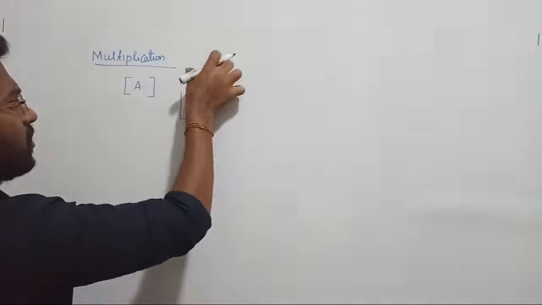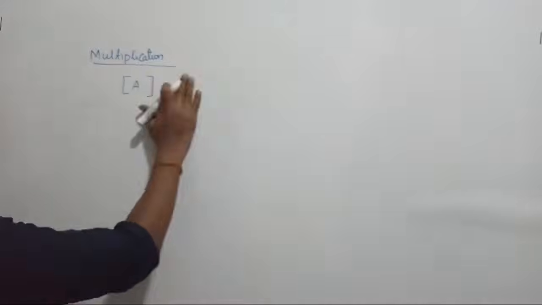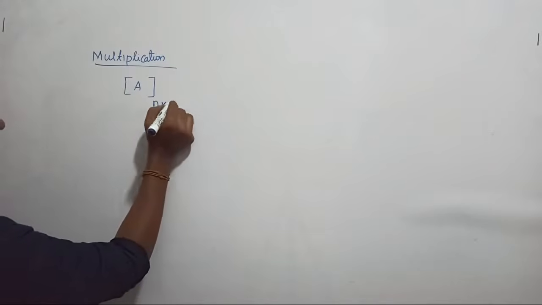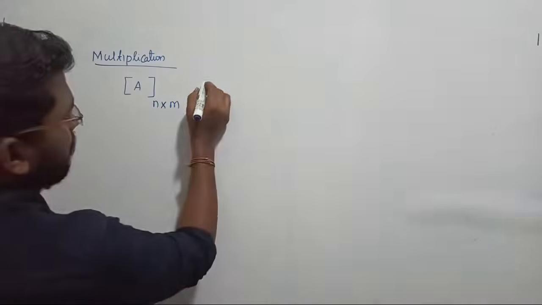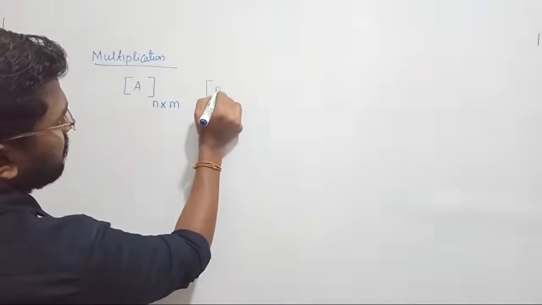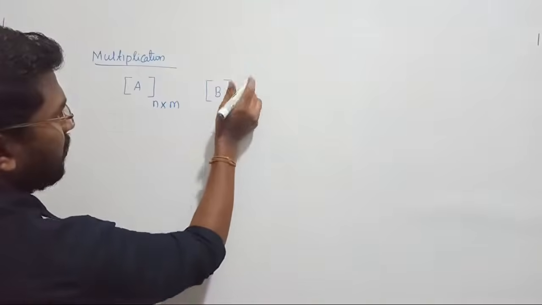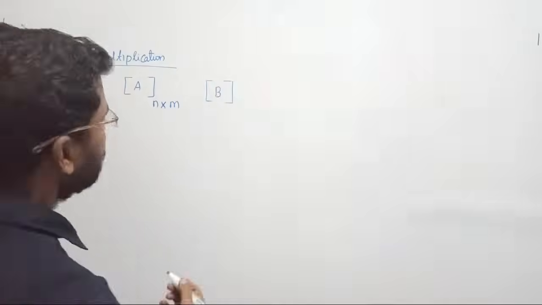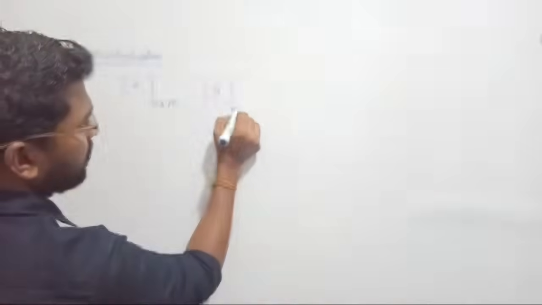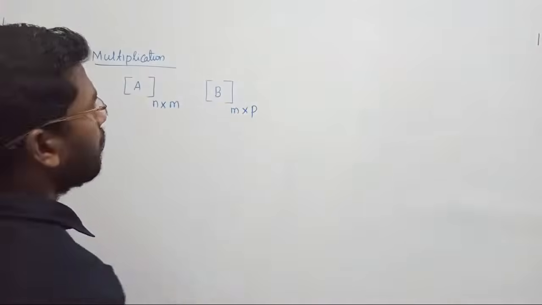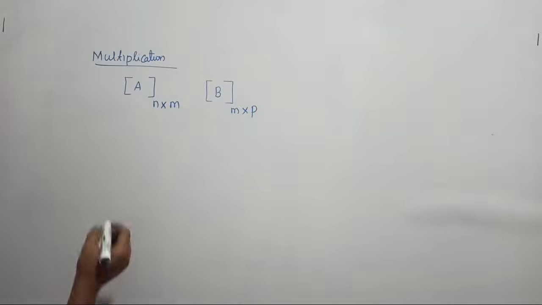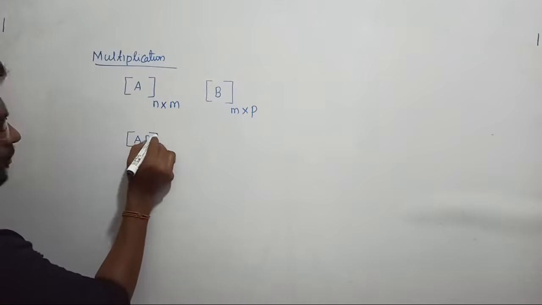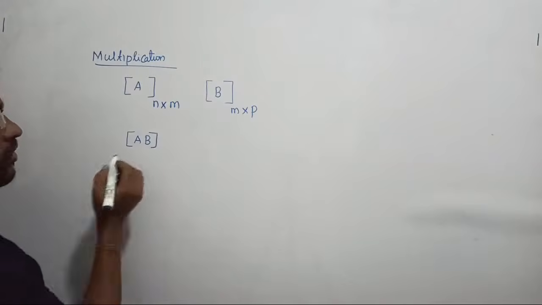Guys, wait a minute. I don't want to go to this one, right? Let me generalize. For example, there is a matrix and its order is given as n cross m, right? And there is one more matrix they are defining, that is given as m cross p. Now the question is, find out the matrix product A into B. What is the order of AB?